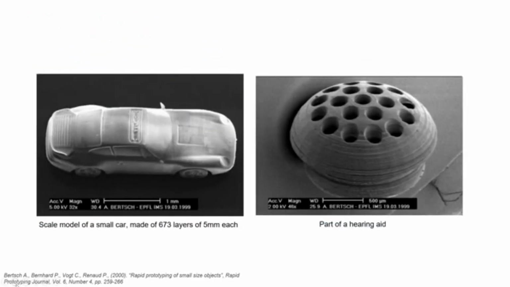Some of the parts which are generated by using this integral process are in front of you. Mostly this integral process was developed to create micro level geometries. On your screen you can see a very small car made up of 675 layers, and the layer size is 5 micrometer each. Notice the dimensions of the car, it is in millimeters. So, this has been developed by using this integral process.